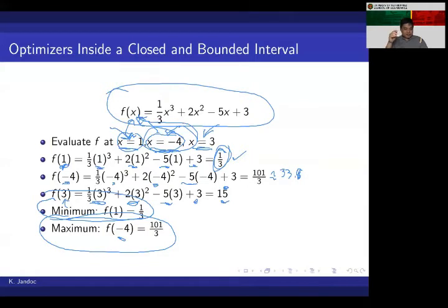So where does the minimum occur? Well, the minimum occurs at the interior point, at 1, which is an interior point and which is also a stationary point. And the maximum occurs at negative 4, which is an endpoint in the closed and bounded interval negative 4, 3. So the maximum occurs at the endpoint, and the minimum occurs at the interior point, which is a stationary point.